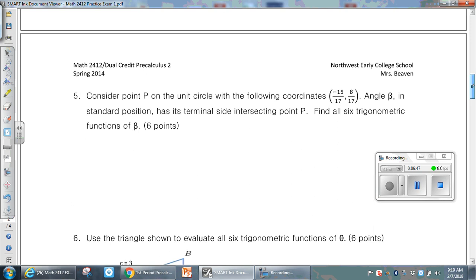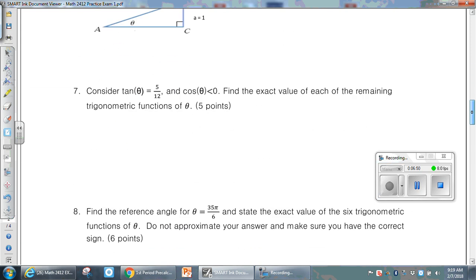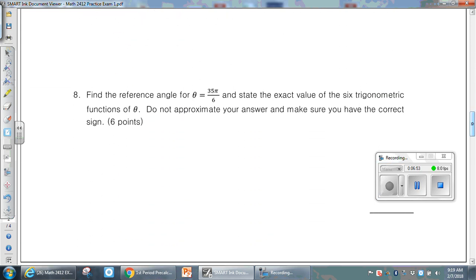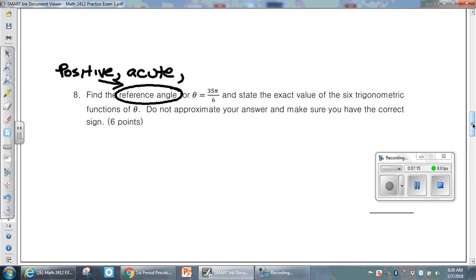Okay, now we have another thing that is called reference angle. Let me see if I have a question like that here. Right here. Let's go to number 8. So reference angle, guys, is not the same as coterminal, please. They're different things. The definition for reference angle is that it is positive and it is acute, and one of the sides is the x-axis. Whether it's positive or negative, it doesn't matter.